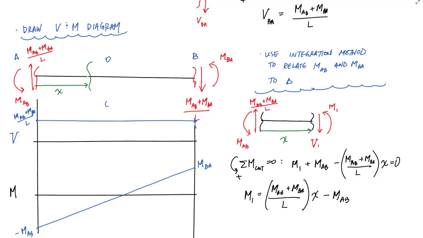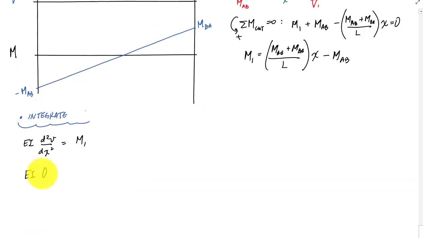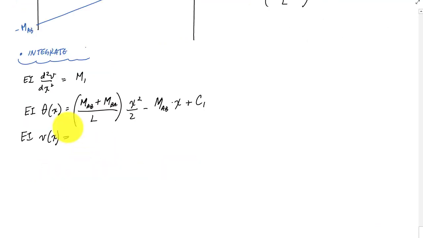You'll see that when x is 0, I should be at end A. That's negative MAB. And when I put x equals L here, I'll just get MBA. So life is good. Now I can apply my integration method. So my slope function comes from integrating once from the moment function. Here, for the displacement, we integrate again, the displacement function coming from the slope function here.